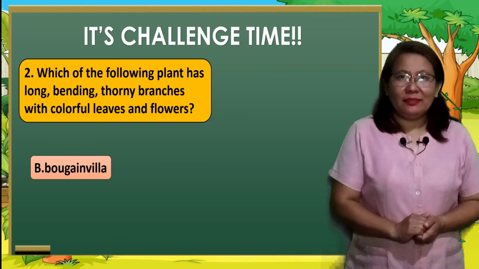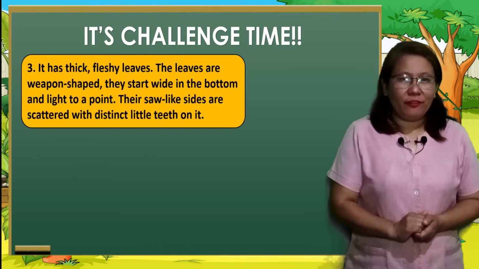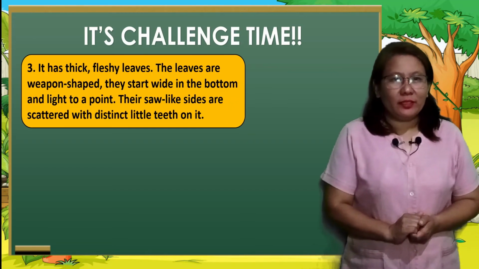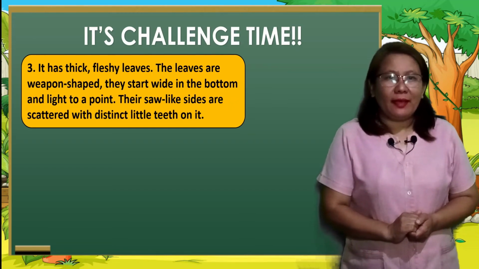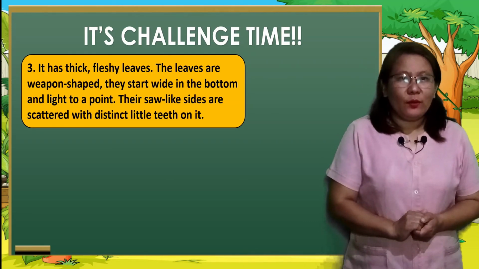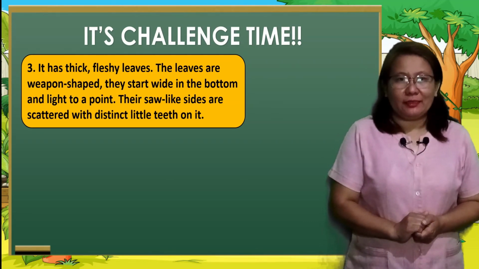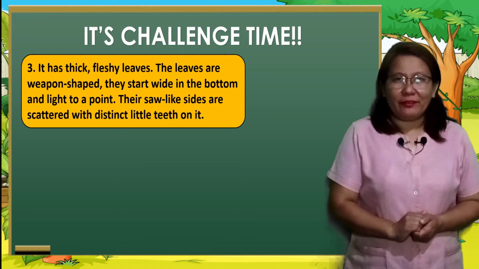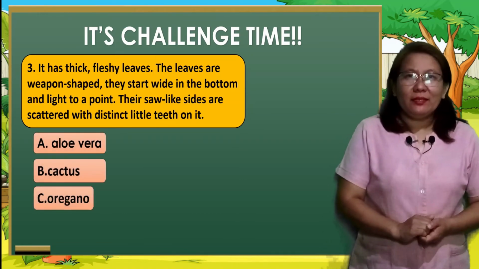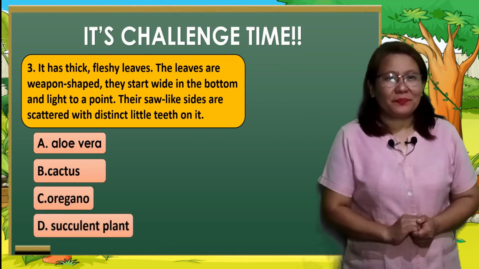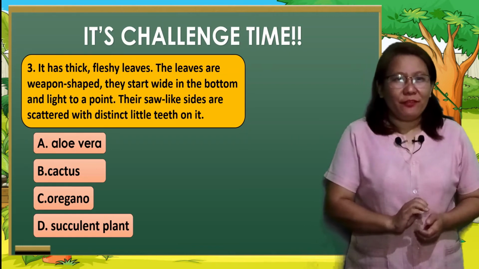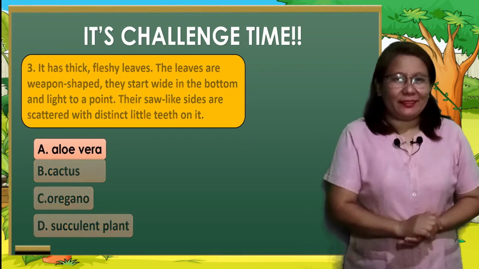Number 3. It has thick, fleshy leaves. The leaves are weapon-shaped. They start wide at the bottom and light to a point. Their saw-like sides are scattered with distinct little teeth on it. A. Aloe vera, B. Cactus, C. Oregano, D. Succulent plant. If you answer A, you got it.